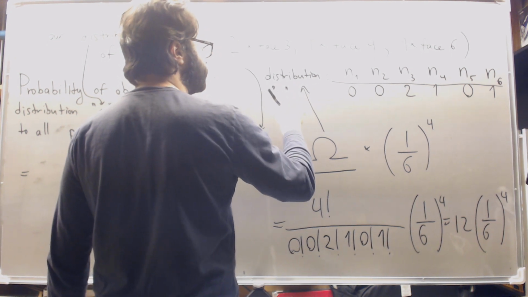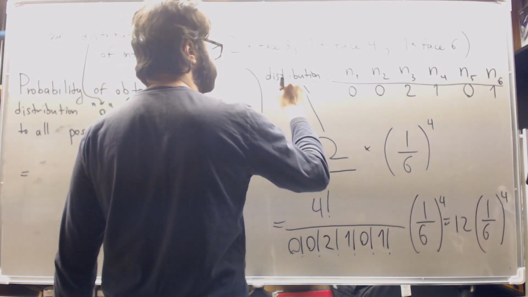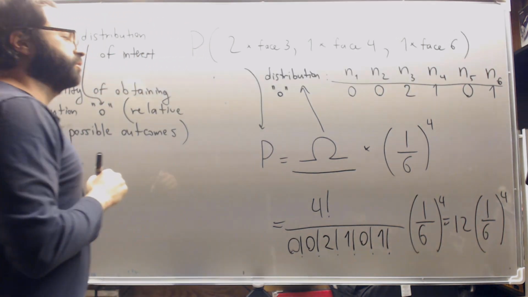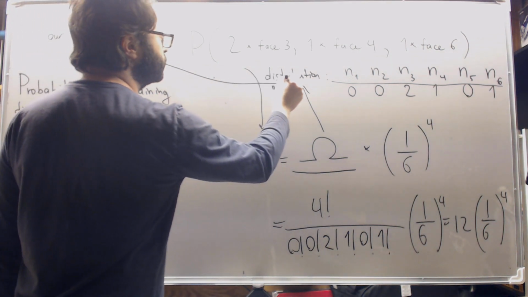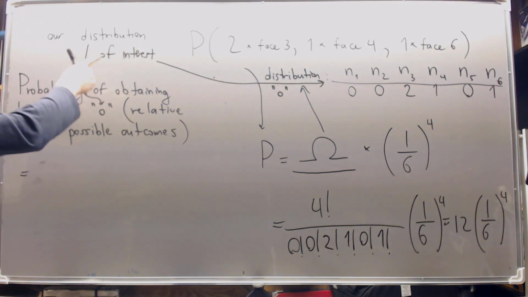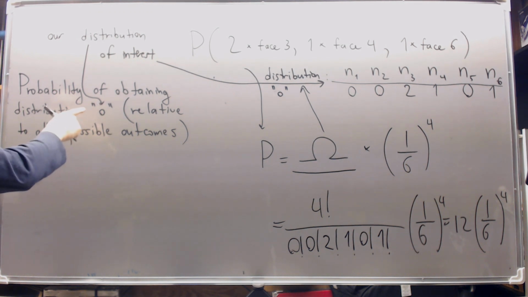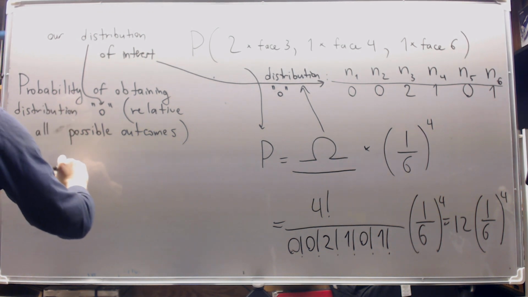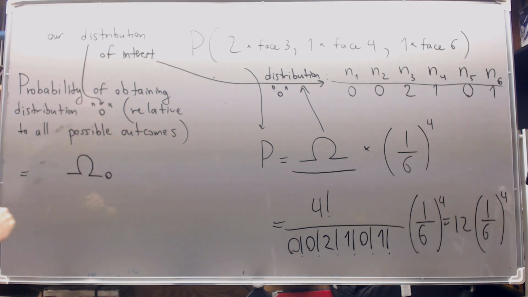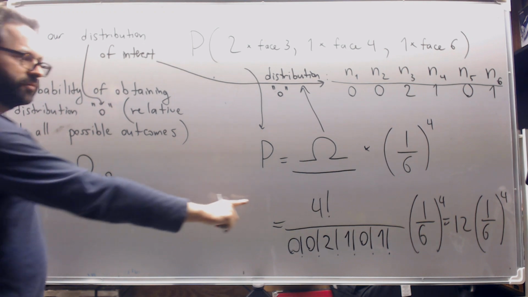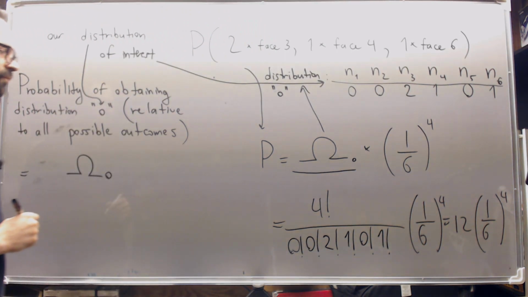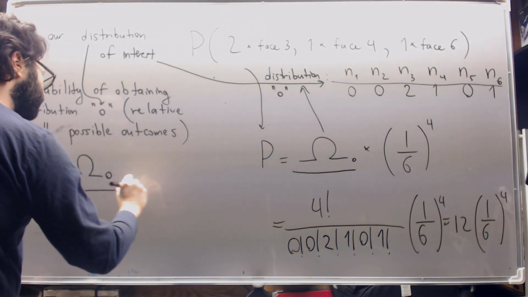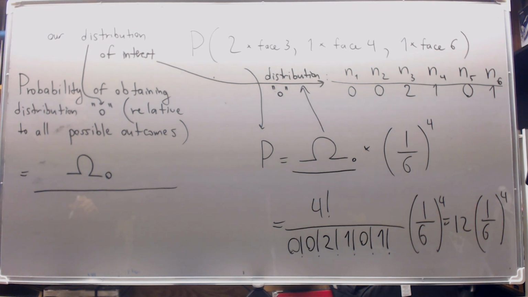Looks like a face. Distribution naught. This is our distribution of interest. What is the probability of achieving this distribution? It is the number of ways in which this distribution could be achieved, omega naught, this quantity. Let's put a little naught here. Relative to all the possible ways of achieving all other distributions.